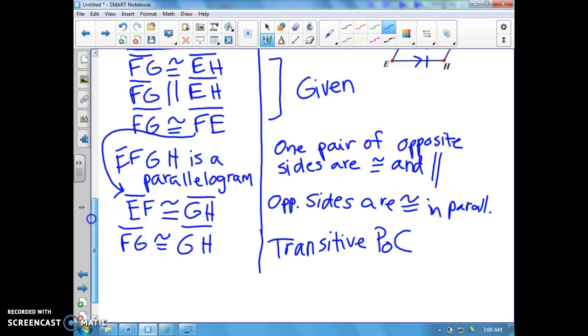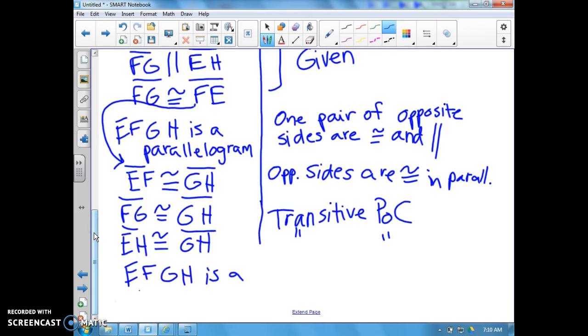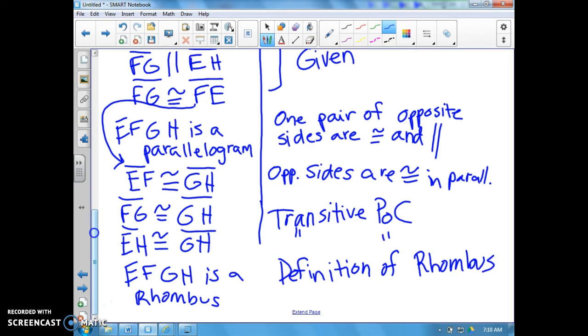Okay. And we can then go further and then say that EH is also congruent to GH if we really want to, also by the transitive property. Therefore, EFGH is a rhombus by the definition of a rhombus, because all four sides are congruent.